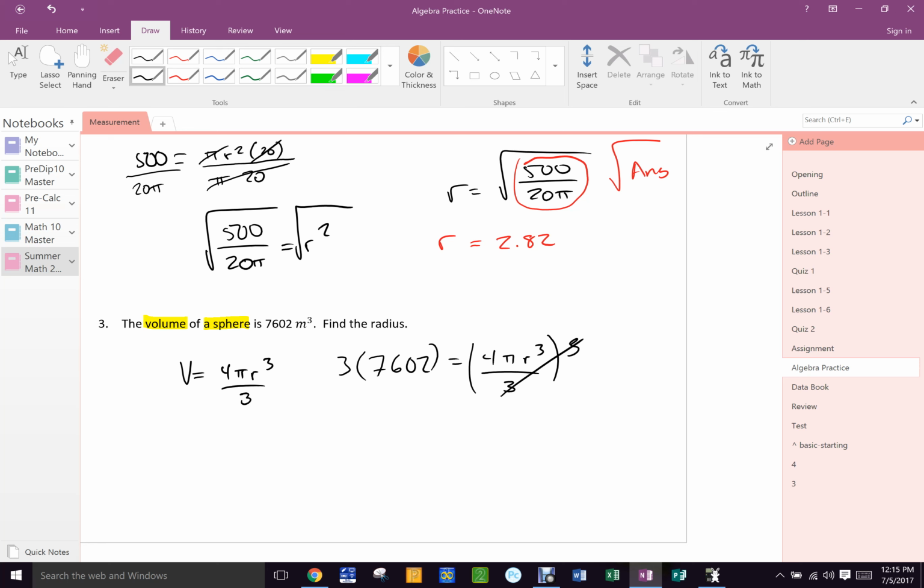My fat fingers are not working on my calculator. 22,806. Now you guys already know what to do here because we've done it a bunch. You're going to divide that by 4 pi, yes? So 22,806 divided by 4 pi. And what do you get?